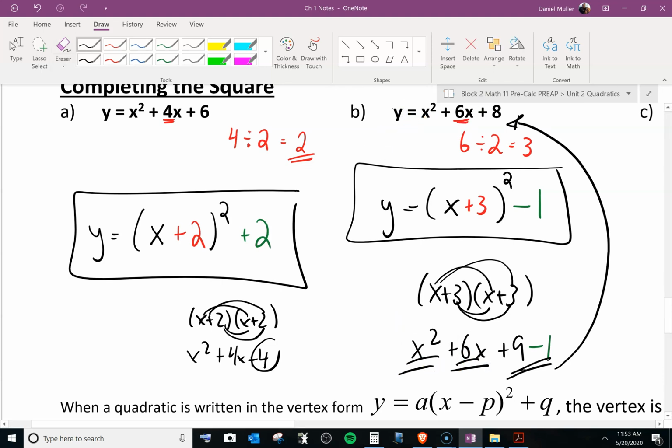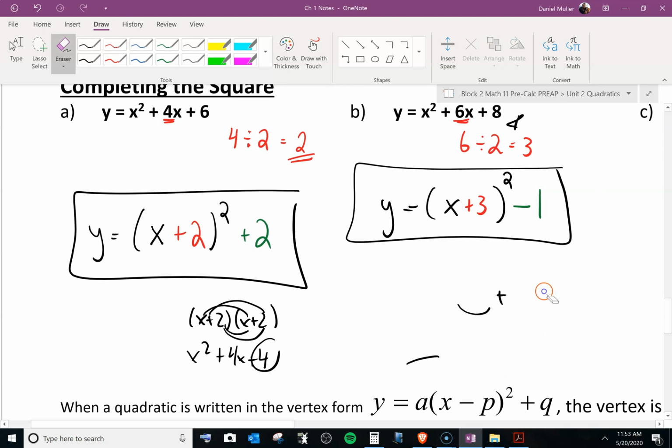The only reason I foiled it is for this part right here. I needed the plus 9. I needed to know where I was at. And then I needed to say, well, I'm at plus 9. I need to go to plus 8, so I'll just subtract 1. So I do all of this foiling just for the 9. That's all I really do that for.